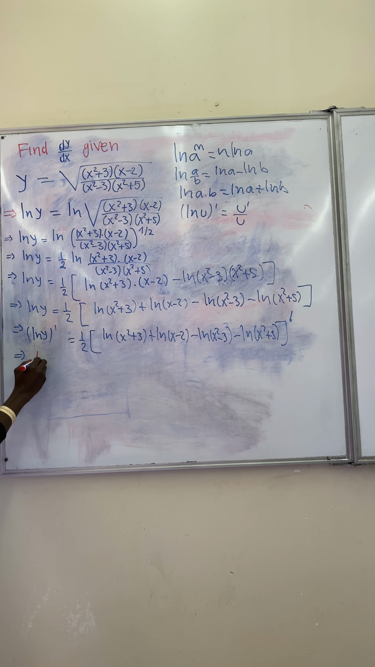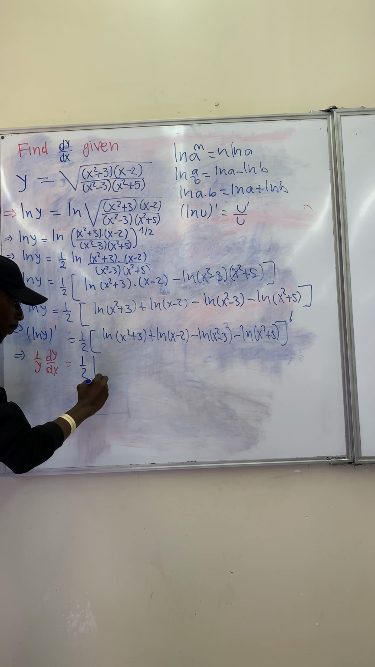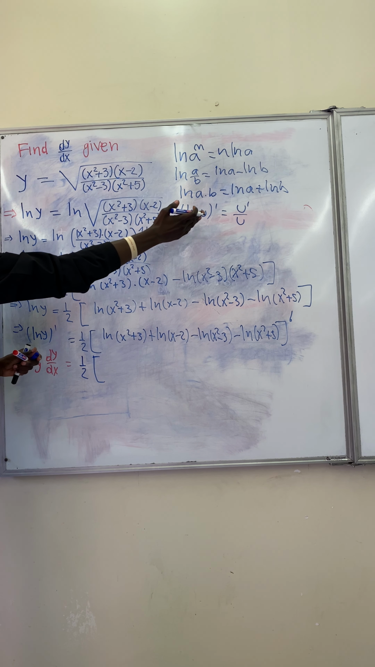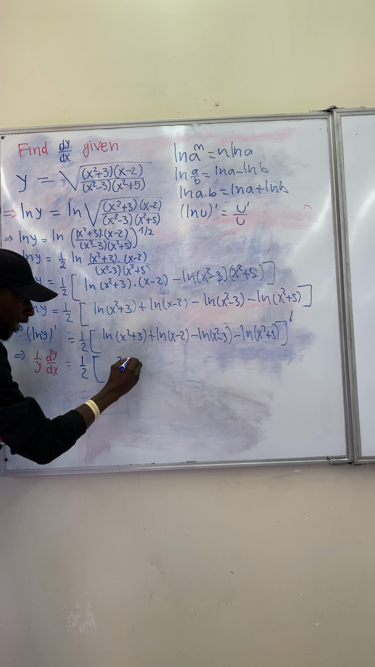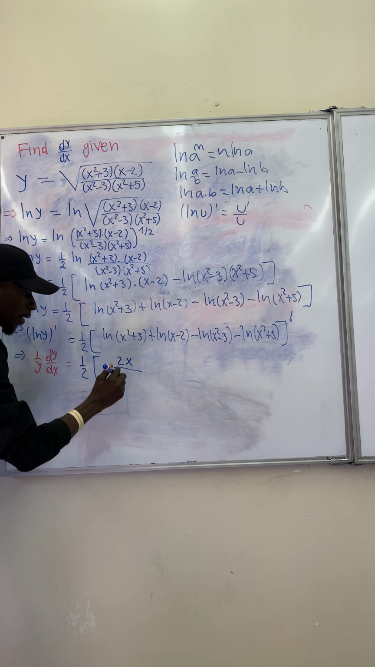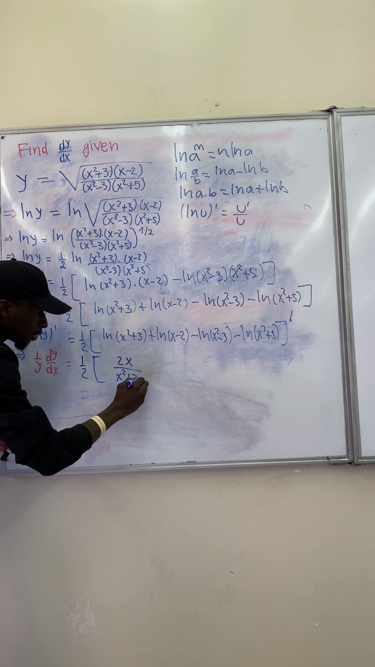We're just going to have 1 over y dy dx. So we're going to keep this 1 over 2 in front, and then we open that one. By applying that formula, what is the derivative of 2x plus 3? It is only 2x divided by this, no derivative. So we're going to have x squared plus 3.